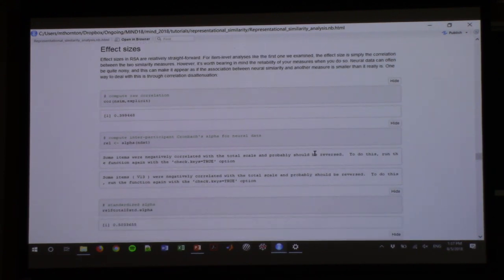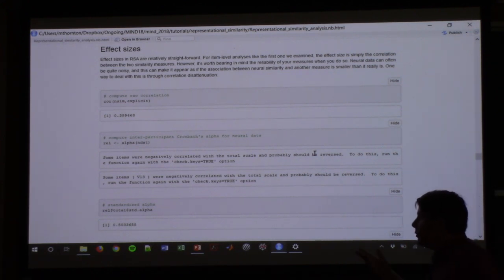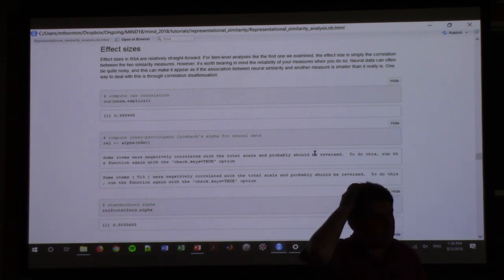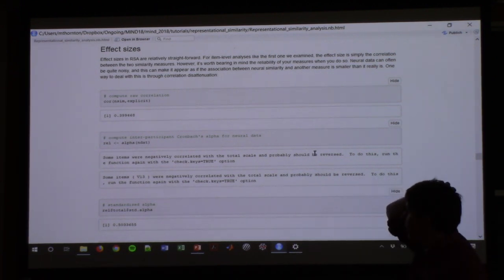So the next thing I'll talk about briefly here are effect sizes. How do we tell, beyond a p-value, which just gives you information relative to a null distribution, whether effects are big or not? The easiest way to do this is just to look at the correlation coefficient if you're doing the item analysis level RSA. So here we can see a correlation of 0.4.